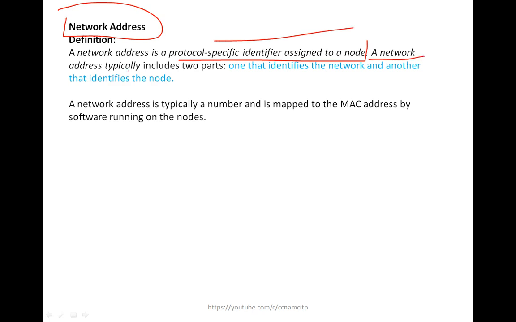A network address typically includes two parts. One is to identify network, and second is to identify the nodes. Nodes means what? Host. A network address is typically a number and is mapped to MAC address by software running on the nodes. So network address typically will be a number, and it will be mapped with your MAC address by software running on the nodes.